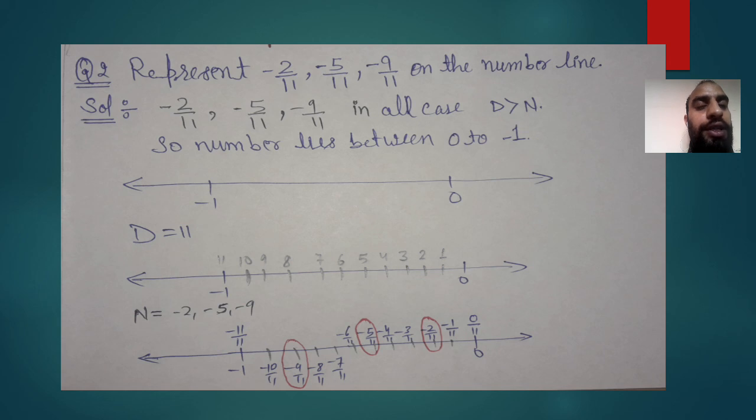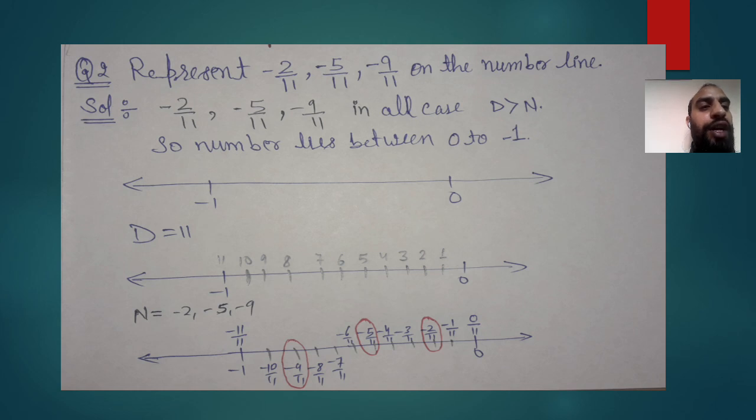That means minus 2 means the second part is the answer. Minus 5 means the fifth part is your answer. And minus 9 means the ninth part is your answer. You can see I did a circle over the second part, that is minus 2 upon 11, the fifth part minus 5 upon 11 and the ninth part minus 9 upon 11.